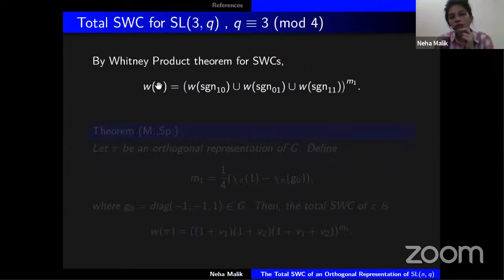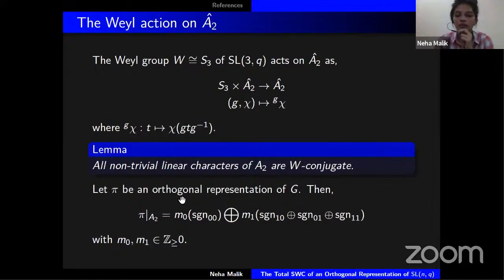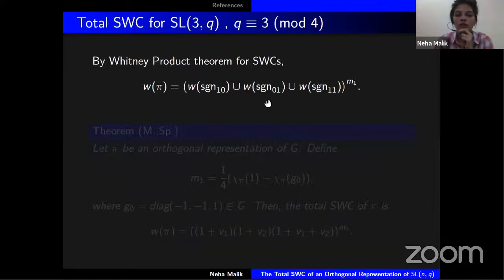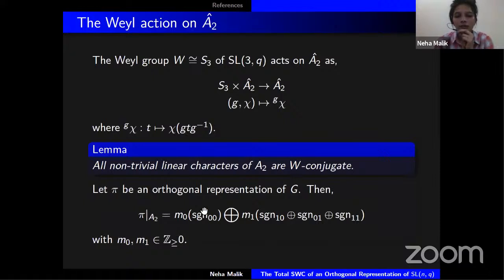Now we can use our Whitney product theorem for Stiefel-Whitney classes and say what W of pi is. Due to this and using the Whitney product theorem, we just get W of sine 10 cup W of sine 01 cup W of sine 11, and the whole thing raised to the power m1. Here the trivial character doesn't make any contribution because W of the trivial character is always 1.